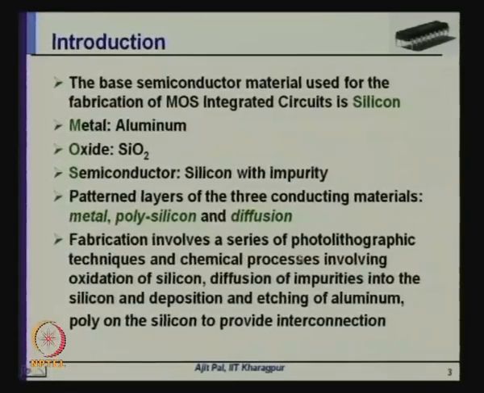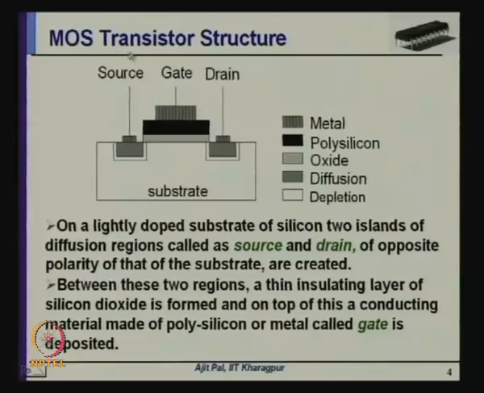We shall see that the fabrication of MOS transistors involves a series of photolithographic techniques and chemical processes involving oxidation of silicon to realize silicon dioxide, diffusion of impurities into the silicon to implement N plus or P plus regions, and deposition and etching of aluminum, which is used for the purpose of interconnecting different layers. So, etching of aluminum, polysilicon on silicon to provide interconnection.